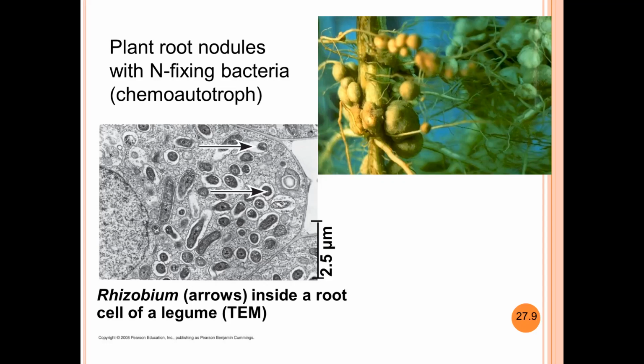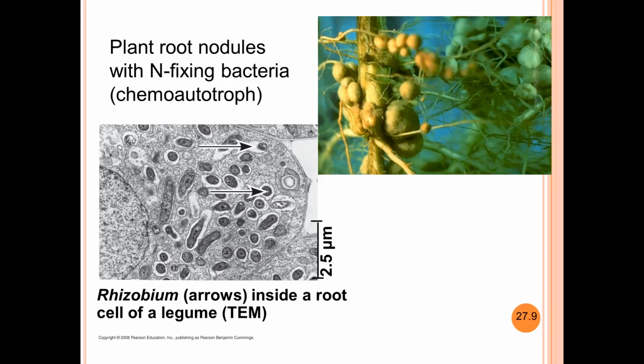So chemo is chemical, hetero is other, troph is feeding, right? So these are going to be bacteria that you have, for example, in your gut. And they're going to be living off nutrients that you provide to them. They cannot make their own food source whatsoever. Many of the infectious bacteria, those that are pathogenic or parasitic, are going to be examples of chemoheterotrophs as well. Okay, so just not able to make their own food whatsoever.